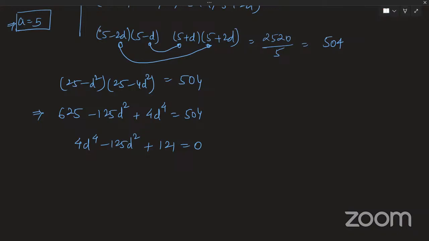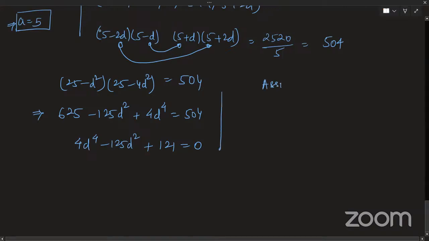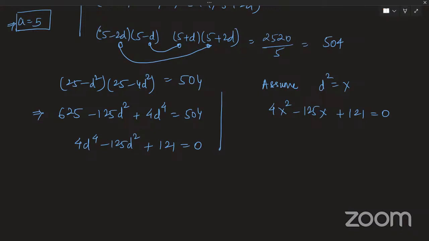So can you help me solve for the values of D? How can we solve for the values of D? It is very easy. It is a quadratic in D square. So what will I do? I will assume my D square to be some term X. So it is basically 4X square minus 125X plus 121 is equal to 0. Can you solve for the values of X now? Tell me, what are the two values of X that you are getting?